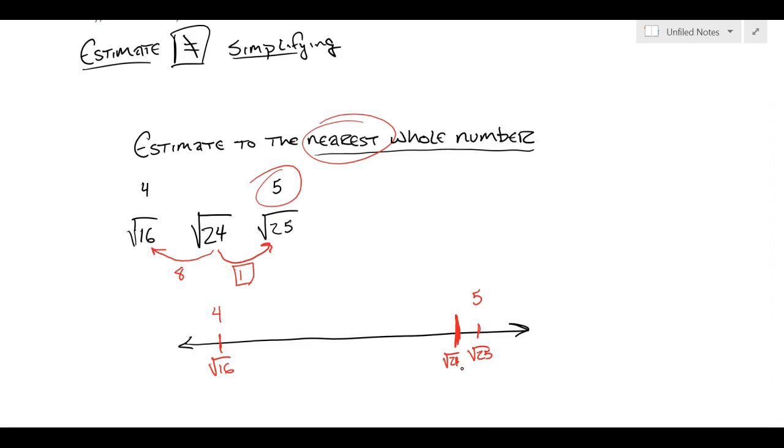Now, sometimes, though, let's actually do one more just to make sure you understand this. To the nearest whole number, let's estimate the value of the square root of 128. Well, I need to find the two consecutive perfect squares on either side, and I'm going to say 121 and 144. Well, this is 11, and this is 12.